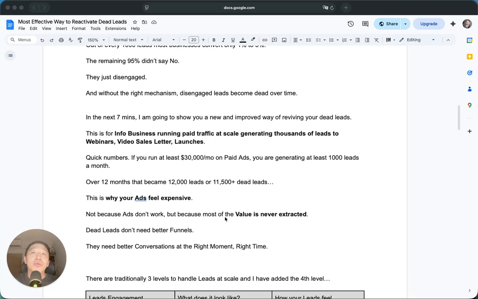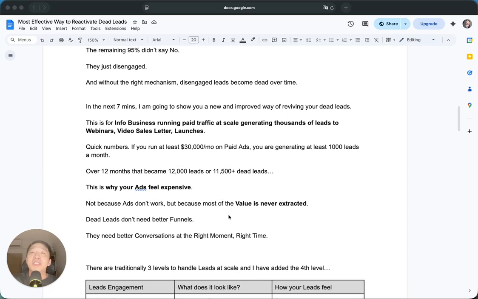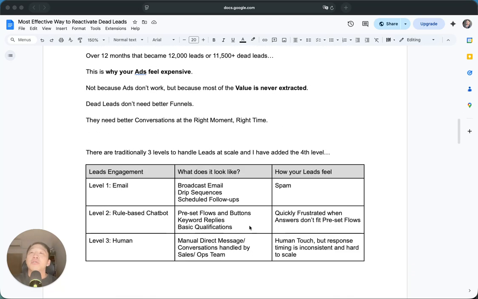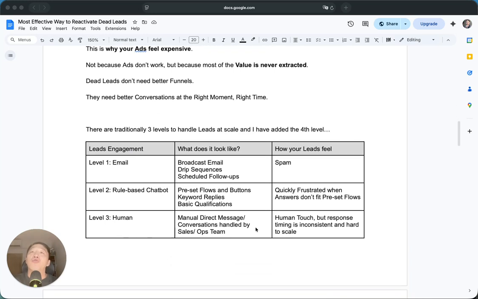Dead leads don't need a better funnel or better conversion rate optimization. They just need better conversations at the right time, the right moment to trigger them and get them into the sales motion. Traditionally, there are 3 levels that we use to handle leads at scale, and I've added a 4th level, especially in 2026.